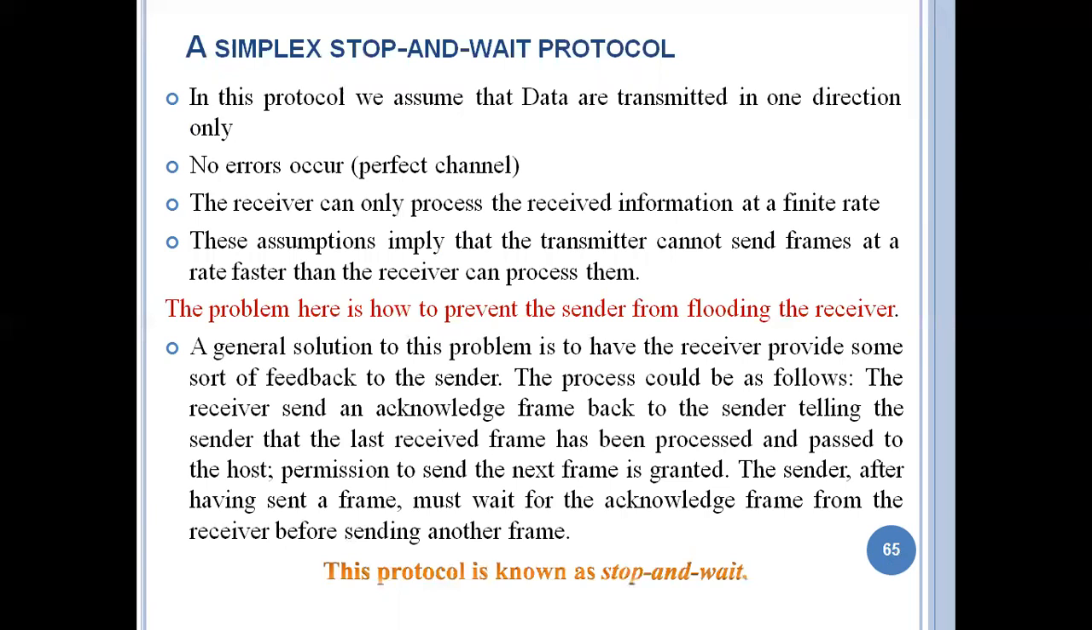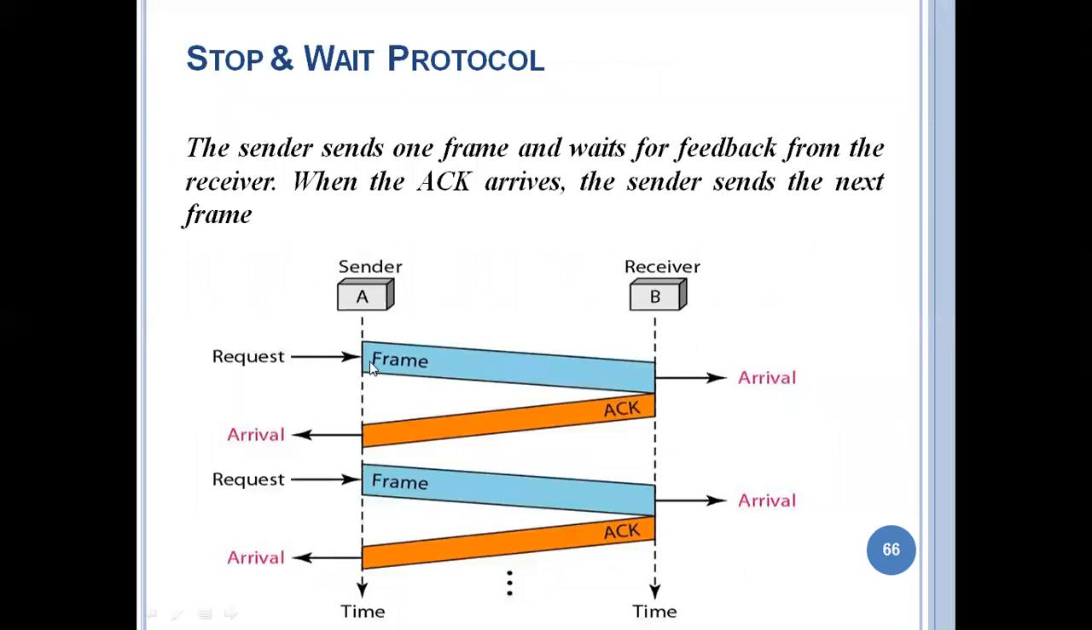To overcome that, we use the stop and wait protocol. In the stop and wait protocol, whenever the frame reaches the receiver, the receiver sends an acknowledgement message to the sender. Only after receiving the acknowledgement does the sender send the second frame to the receiver. That is called the stop and wait protocol. The sender waits until he receives the acknowledgement message from the receiver. Otherwise, he won't send the next frame to the receiver.